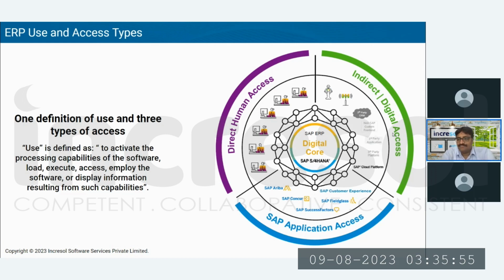Also, you may be developing something in the SAP cloud platform, like HANA cloud. You developed some application there, a UI5 application or an Angular application, and that application in turn communicates with SAP Digital Core or the regular SAP backend system. That also comes under the indirect or digital access criteria. So any access to SAP will be divided into one of these three categories, and we'll deep dive into these topics in the coming slides.